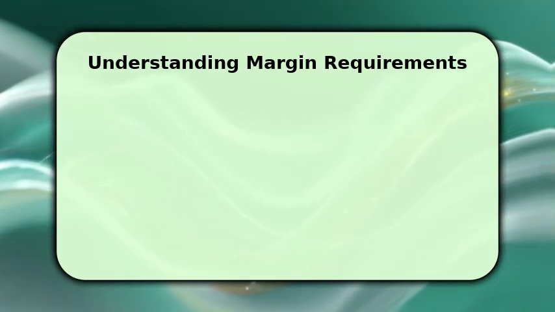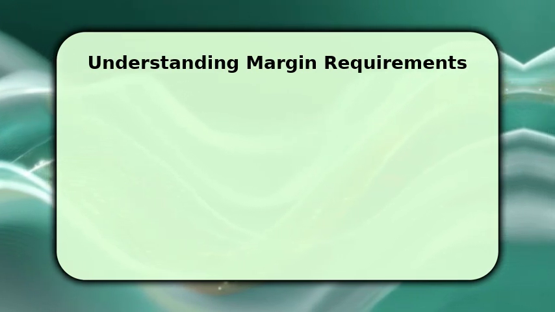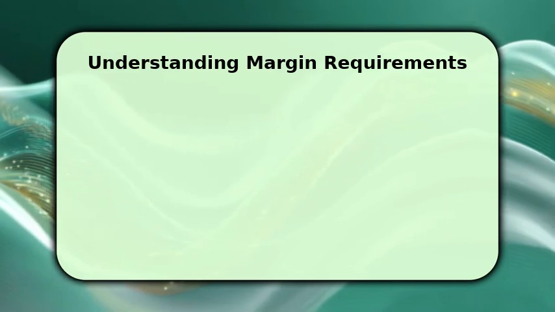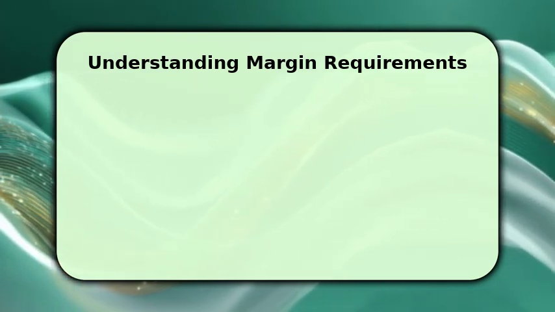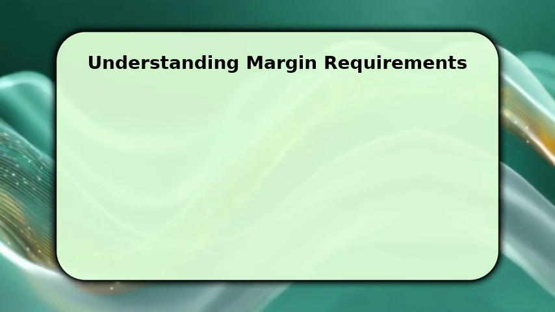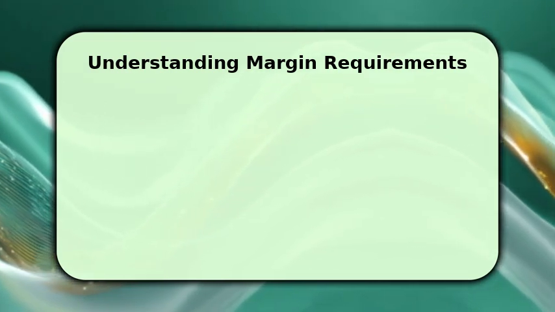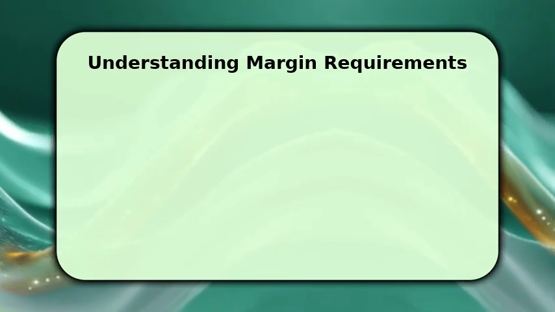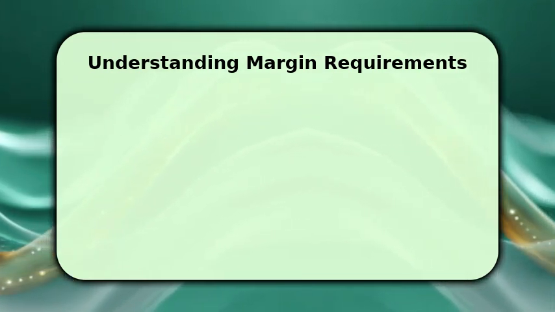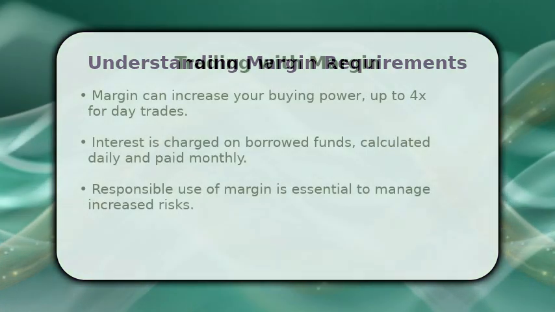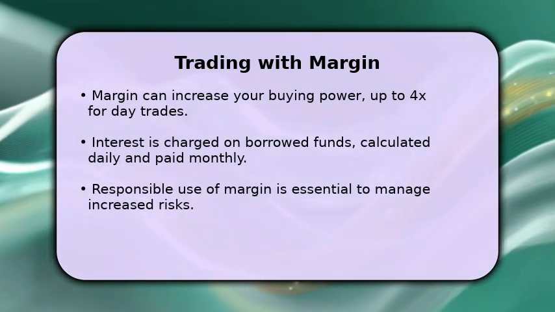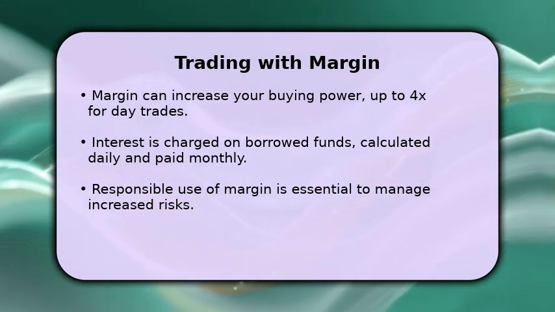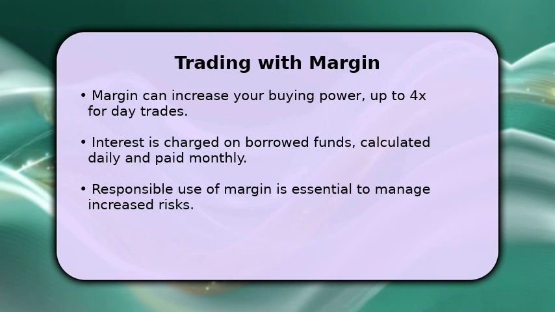Initial margin is the percentage of a security's purchase price you must pay with your own funds, often 50%. Maintenance margin is the minimum equity, usually 25%, you must maintain in your account. If your account value drops below this, you may receive a margin call, requiring you to deposit more funds or liquidate positions. Using margin can significantly increase your buying power, offering up to 4 times leverage for day trades and 2 times for overnight positions.